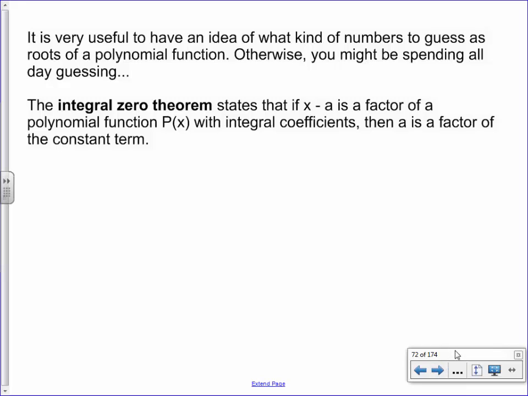Actually, before we do another example here, just a blurb. The integral zero theorem basically states that if x minus a is a factor, then that number has to be a factor of the constant term. I already talked to you guys about this, I just didn't call it this theorem.